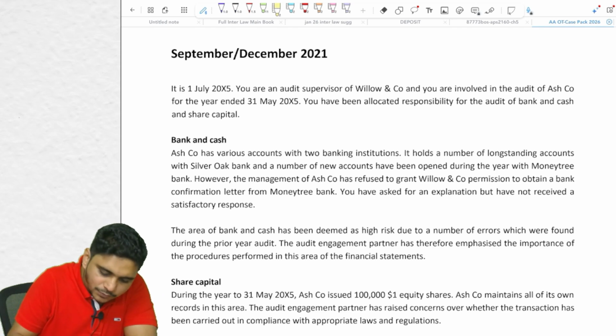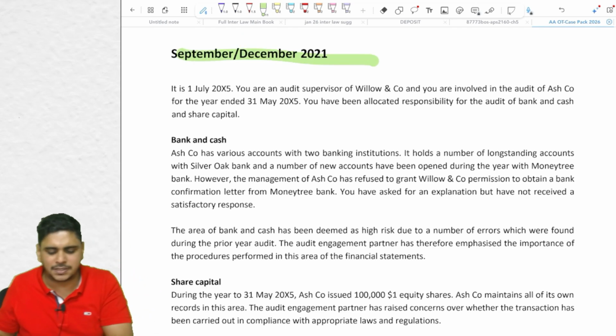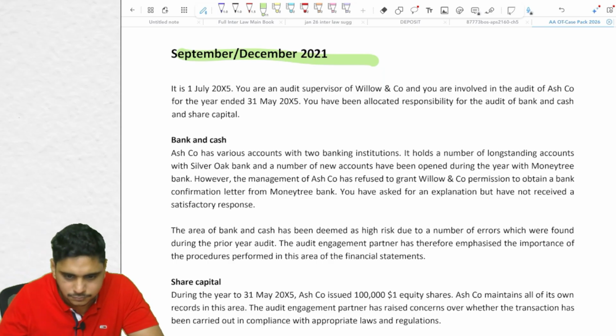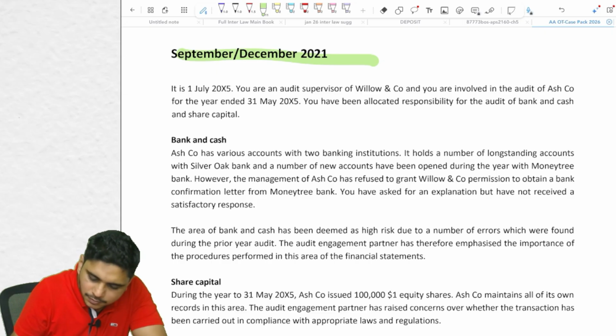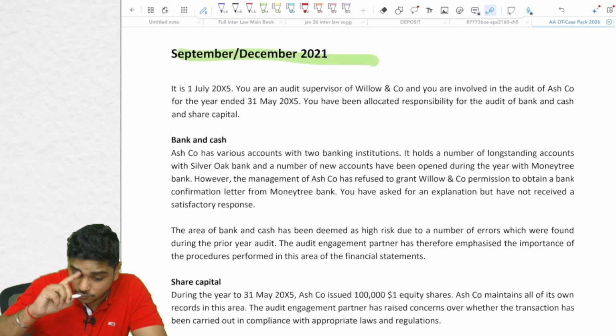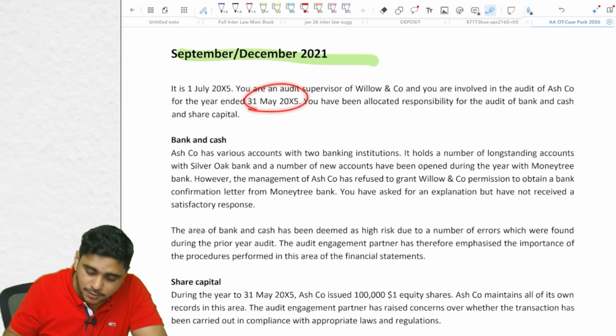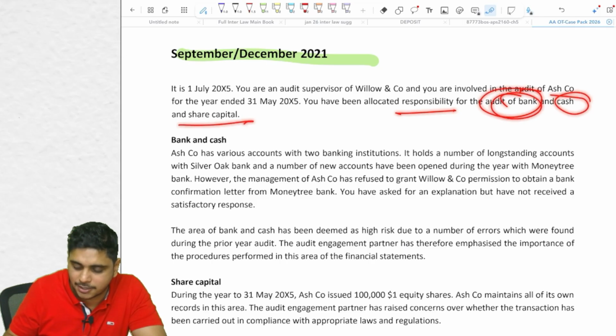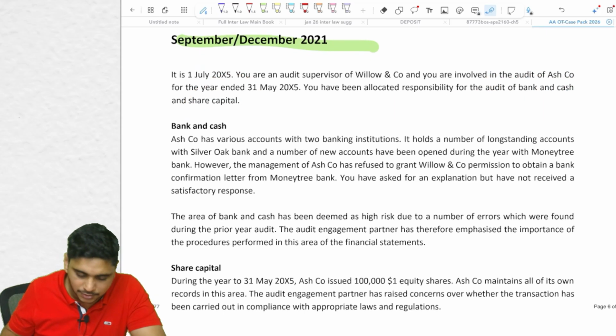The next one is a question from September, December 21. Now let's read. It is 1st July. You are an audit supervisor of Willow and Co. and you are involved in the audit of Ash Co. for the year ended 31st March. You have been allocated responsibility for the audit of bank and cash and share capital.